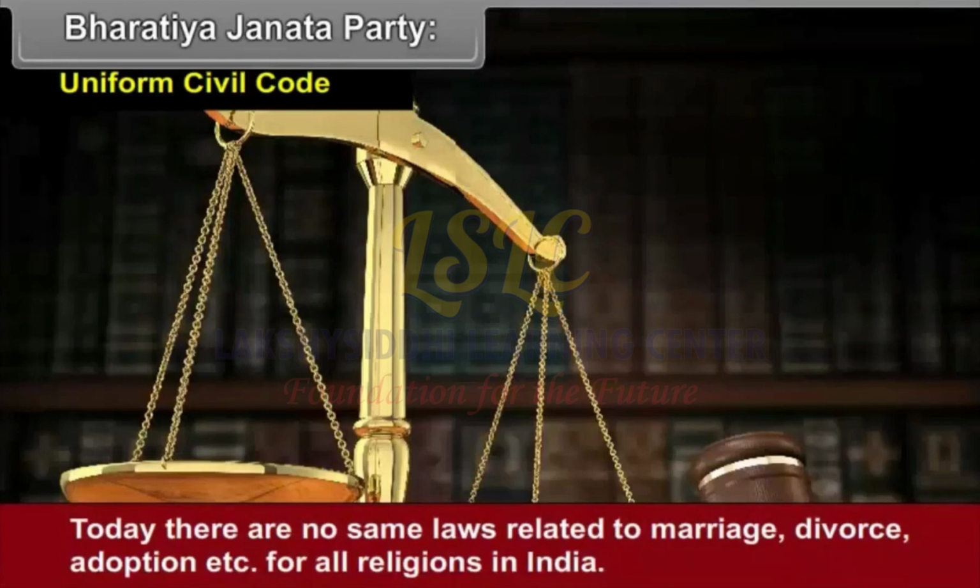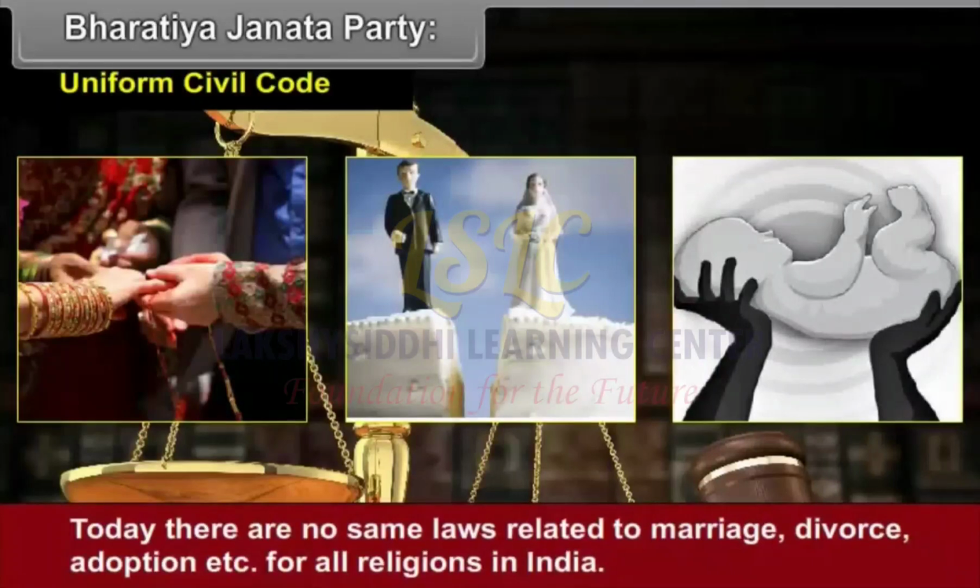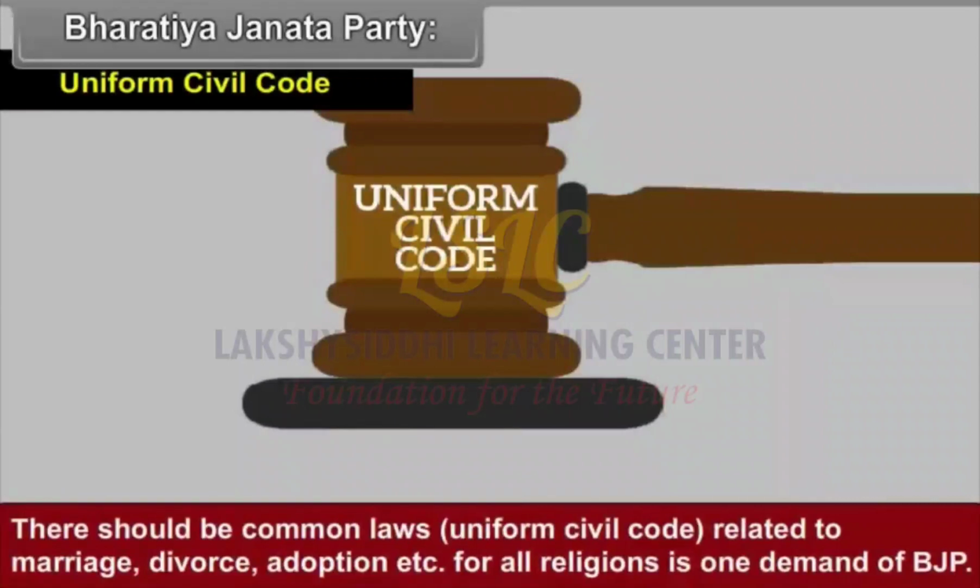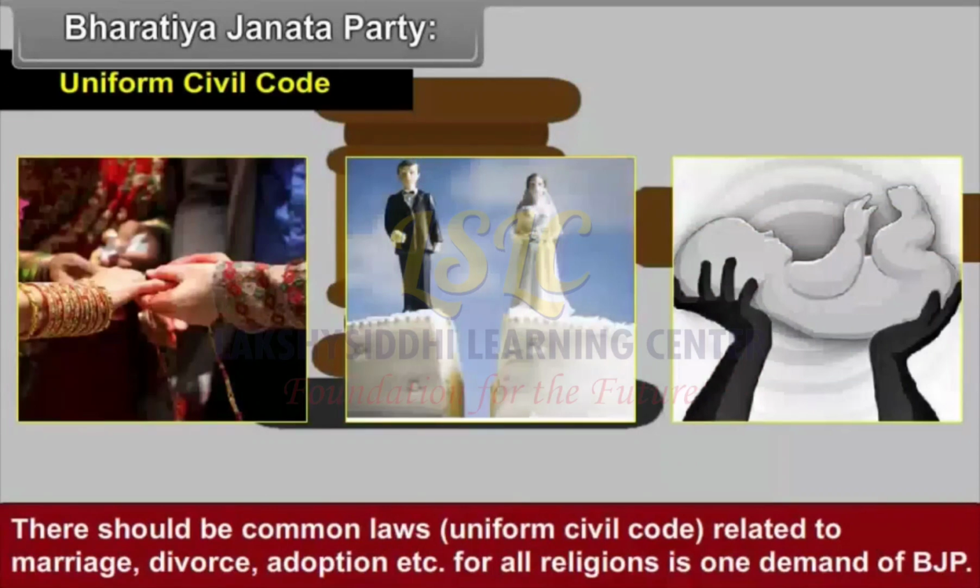Uniform Civil Code. Today, there are no same laws related to marriage, divorce, adoption, etc. for all religions in India. There should be common laws, that is, Uniform Civil Code related to marriage, divorce, adoption, etc. for all religions is one demand of BJP.